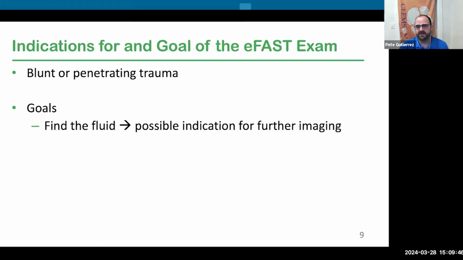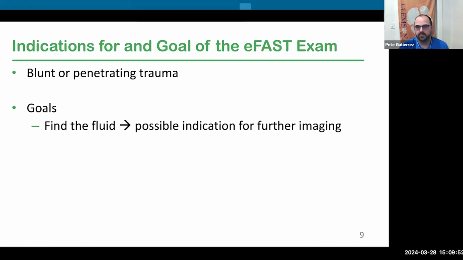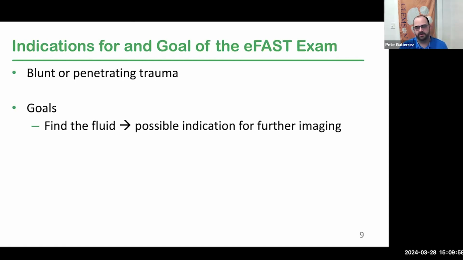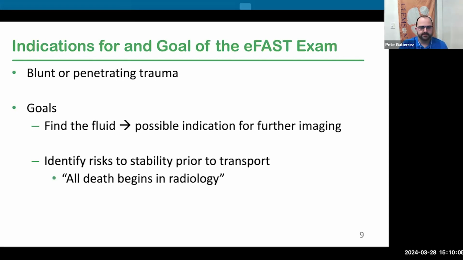The goal of the EFAST is to find the fluid. Finding the fluid will eventually indicate needs for further imaging, and that could be fluid in the peritoneal space, in the pleural space, or in the pericardial space.